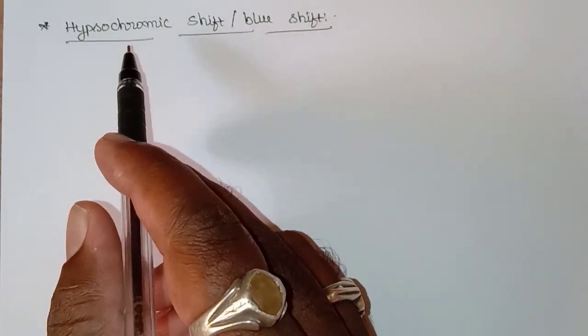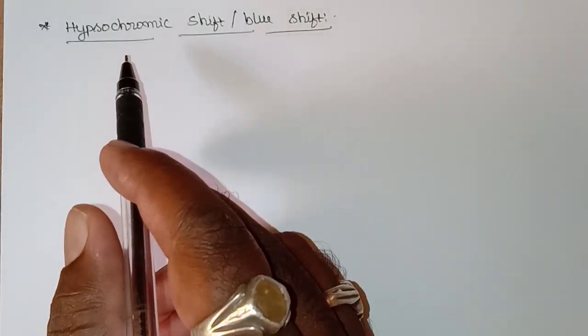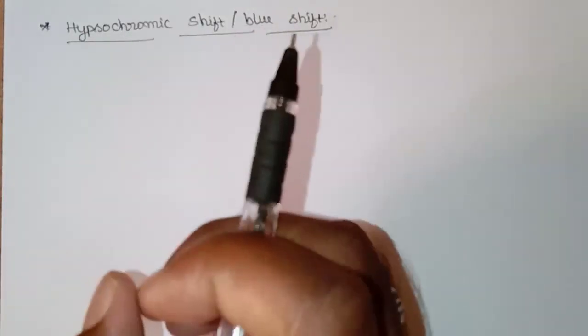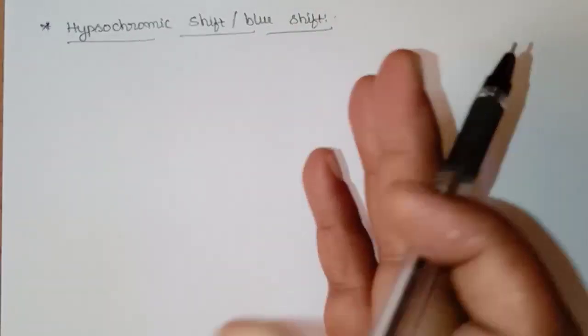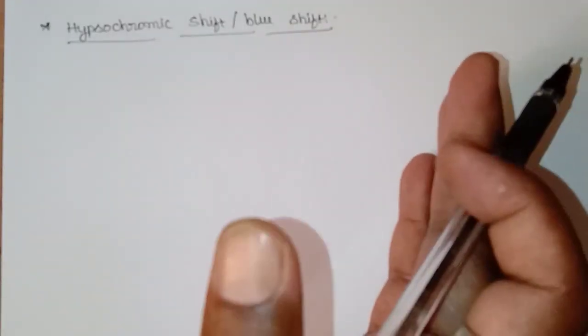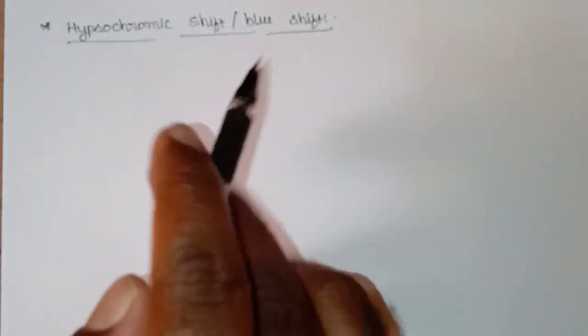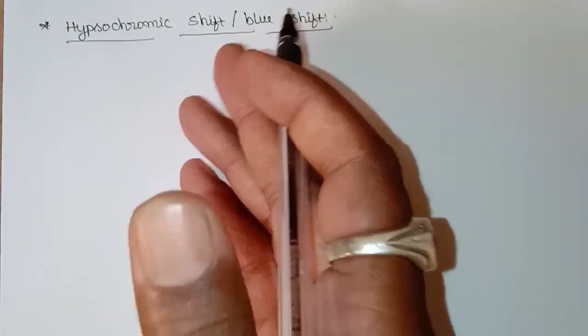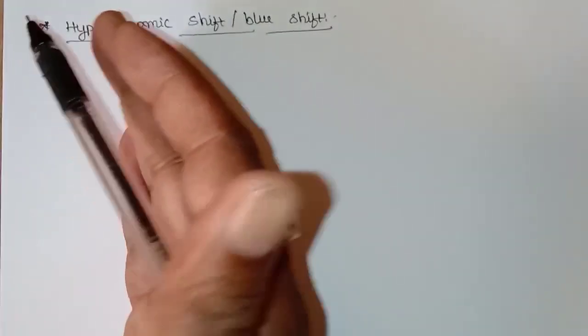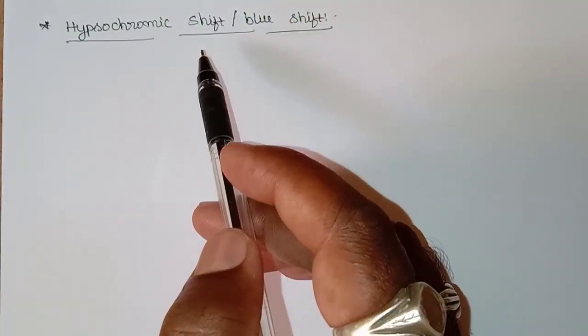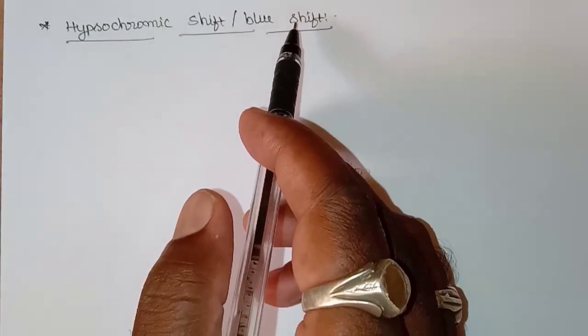Next is the hypsochromic shift, which is also called blue shift. In the previous minute we said that, due to the presence of an auxochrome or external factors such as temperature or solvent, if the lambda max shifts towards the longer wavelength side, it is called bathochromic shift. If it is exactly the opposite, that is, if a change in auxochrome or solvent shifts the lambda max of a chromophore towards the shorter wavelength side, such a shift is called hypsochromic shift, or blue shift.